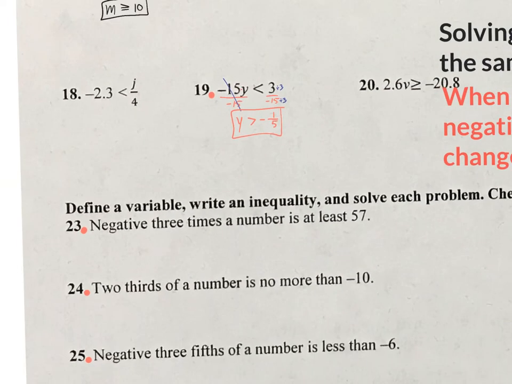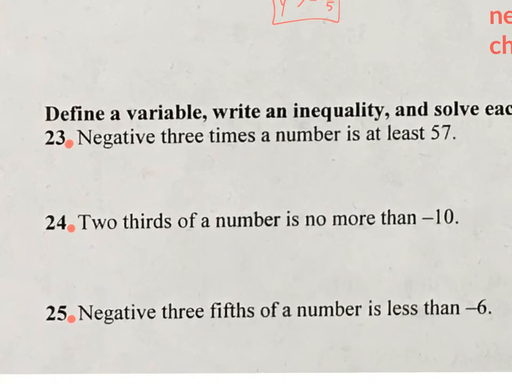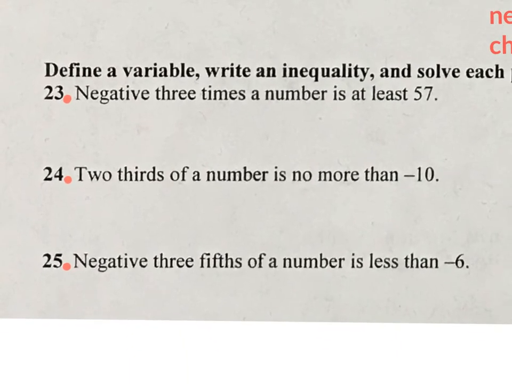Let's jump to the word problems here. There are going to be a couple of word problems on the quiz. Of course, it's multiple choice, though. So they want you to create an inequality with a variable, obviously, and then solve it. So what does it say? It says negative 3 times a number. I could do that. That's easy. Negative 3n. That's negative 3 times a number.